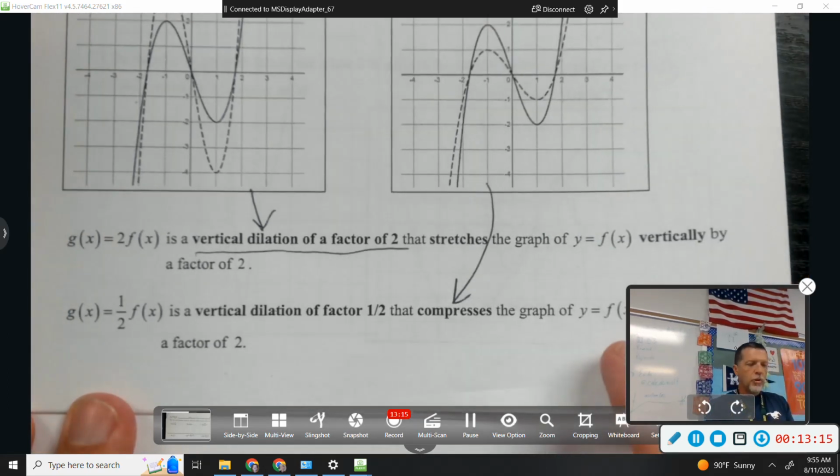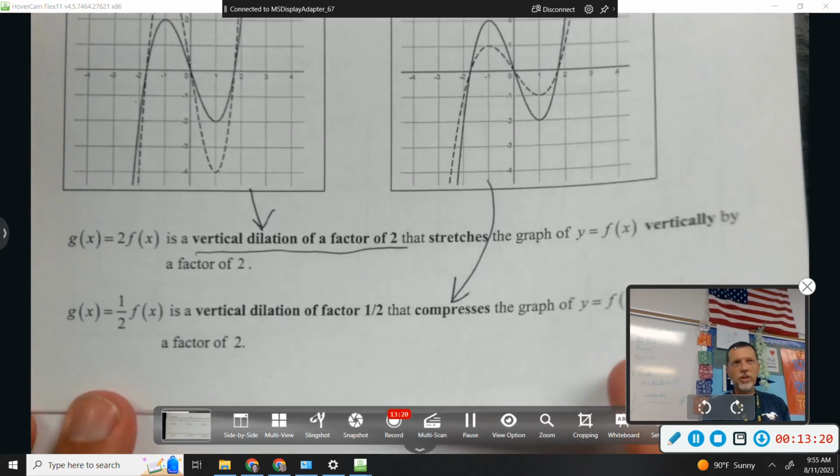Okay, I'm kind of cruising through that. Are we okay with that page? I feel like that's review that you guys are usually pretty good at.